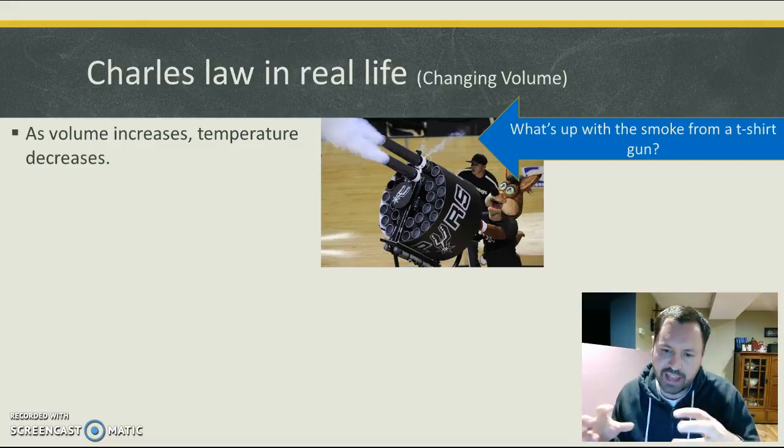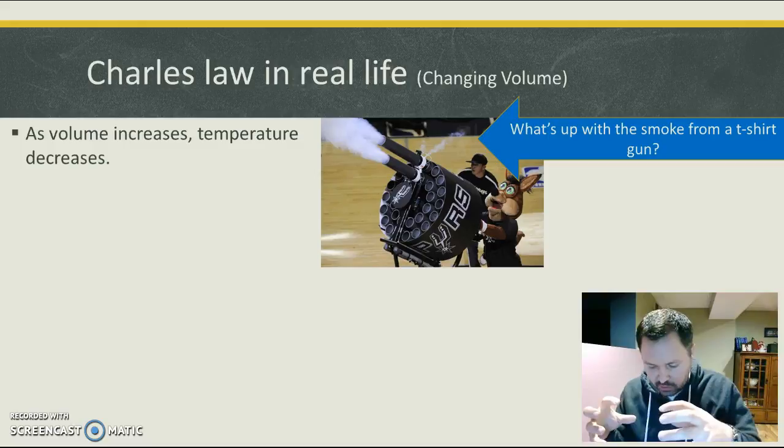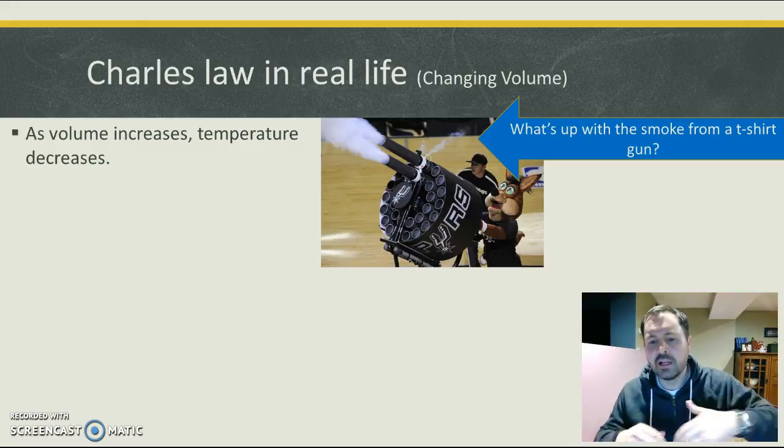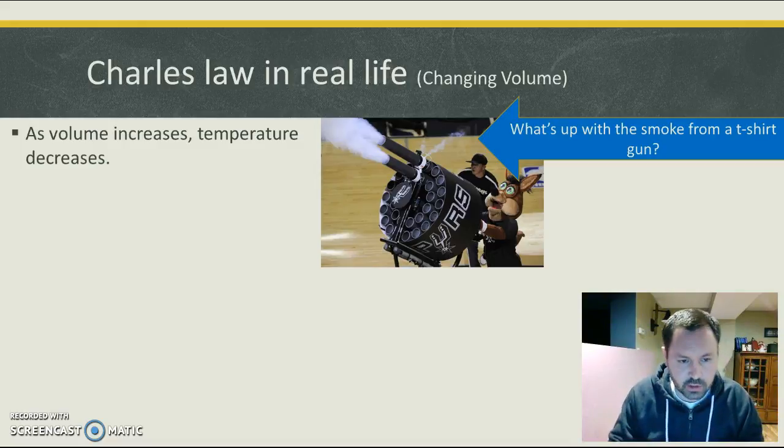There's a certain volume of gas, usually CO2, in a cartridge that's in there, and what they're doing is decreasing the volume of that gas very quickly. They're shooting all that gas out, so there's a significantly lower volume. That means the temperature is also going to decrease.